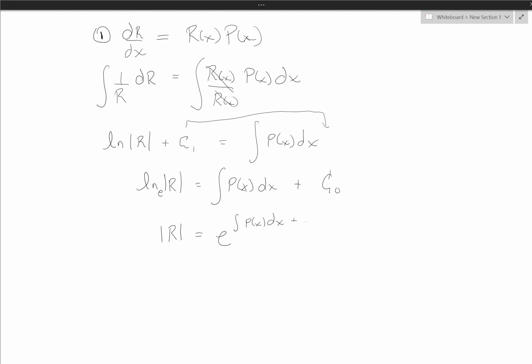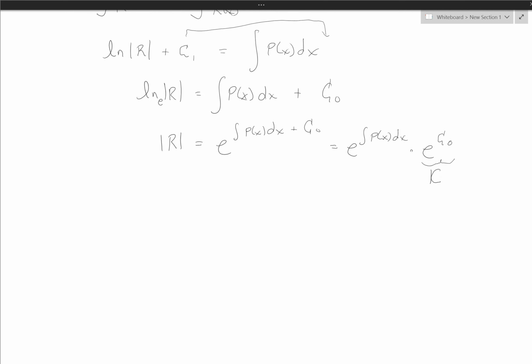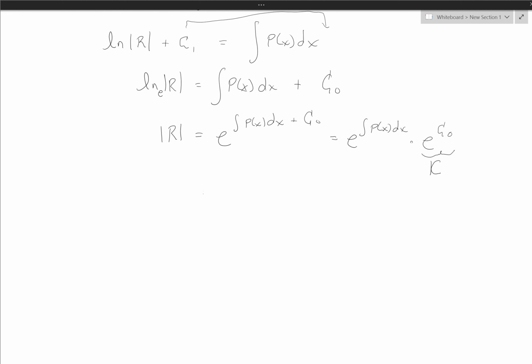plus c naught. Well, look, that's the same thing as e to the integral of p(x) dx times e to the c naught. Well, that's just some constant. I don't know, we'll call it k. How's that? Okay, so look what happened. Because we have that constant k, what this becomes is, so k can be positive or negative, right?